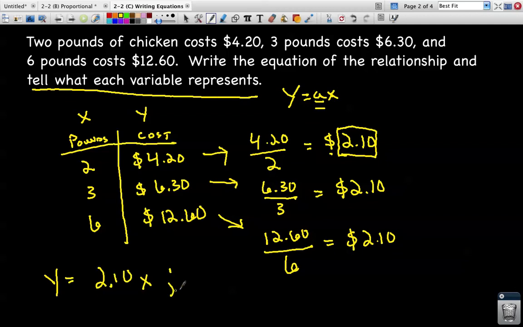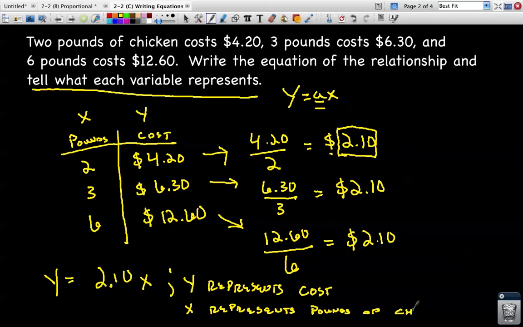The second part of this is I need to tell what my variables represent. As we already have in our table, y is going to represent, what do we put? Oh, it represents the total cost. And then x represents pounds of chicken. One thing that's very important is that we make sure we answer the entire question. We have to tell what each variable represents. x represents pounds of chicken.